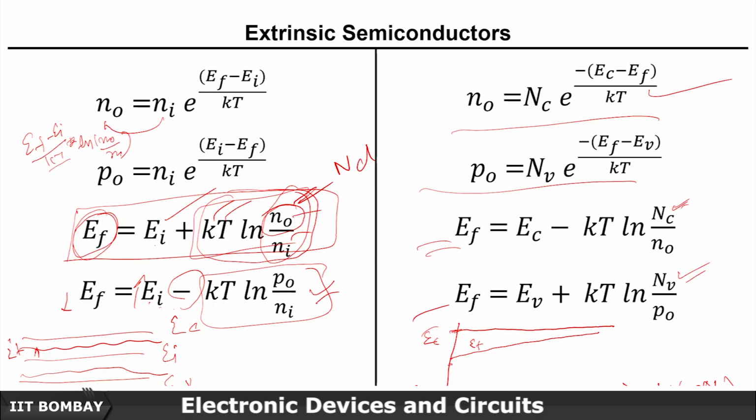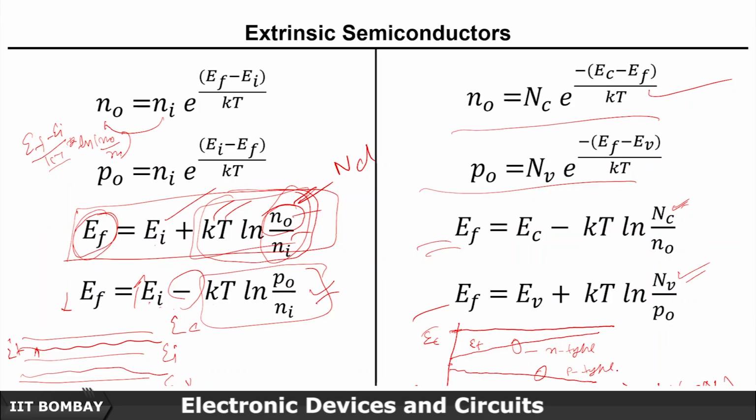EF will go up with increasing concentration of donor atoms, and similarly EF will go down if we increase the acceptor atoms. It will get closer and closer to the valence band. On the contrary, it will go closer to the conduction band if we increase the donor concentration. So this is for your n-type doped case, and this is the case for your p-type.